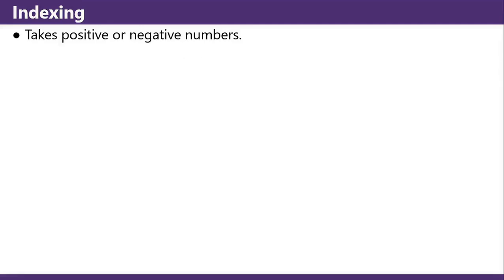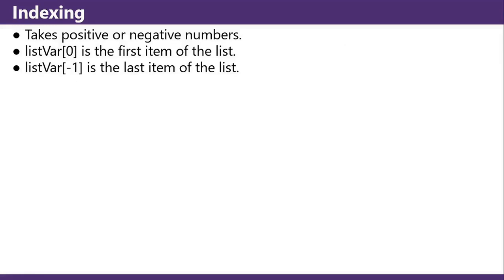Indexing takes positive or negative numbers. list_var[0] is the first item of the list. list_var[-1] is the last item of the list. So the only way you can index out of bounds is if you go past the end, because if you go before the first one, it'll just wrap around.